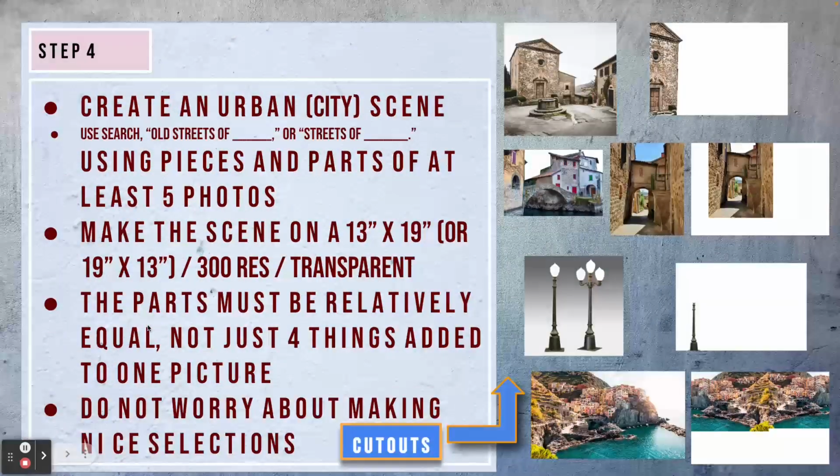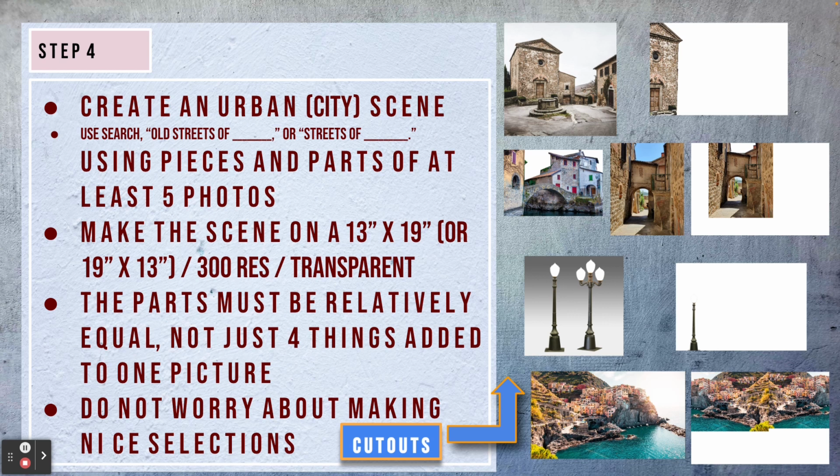Wrong one. Whoop. Okay. So the parts or your cutouts must be relatively equal in size, not just 4 things added to one picture. So what you want to avoid is getting one picture and then cutting out 4 little things and putting them on there to get your 5. That's not going to count. You want your pieces to be relatively equal. They're not going to be equal. They're going to be relatively equal. I'm going to show you an example of how I did mine here in a second.